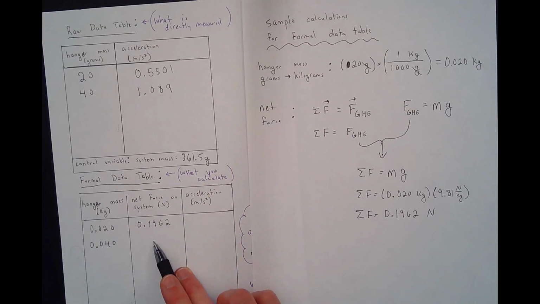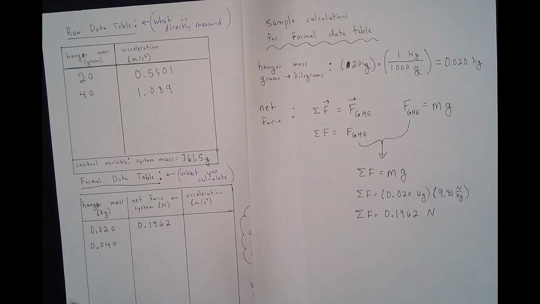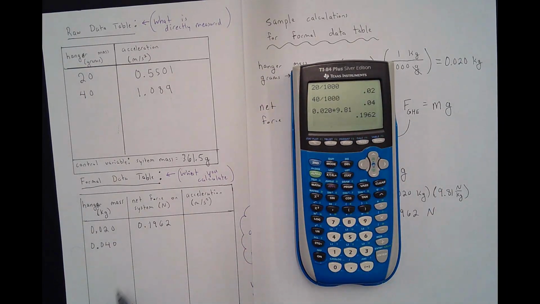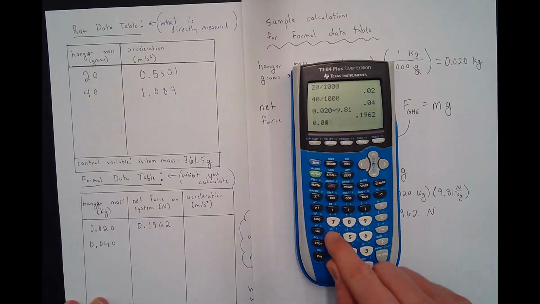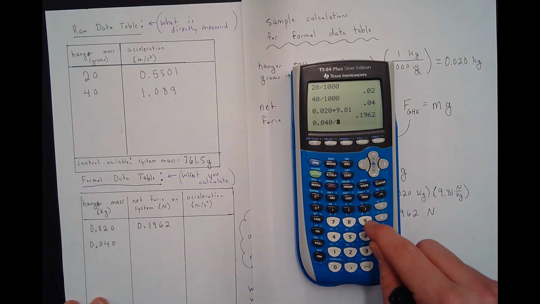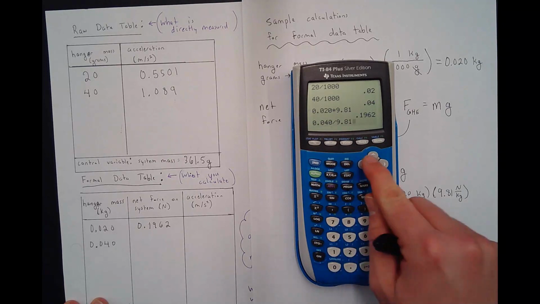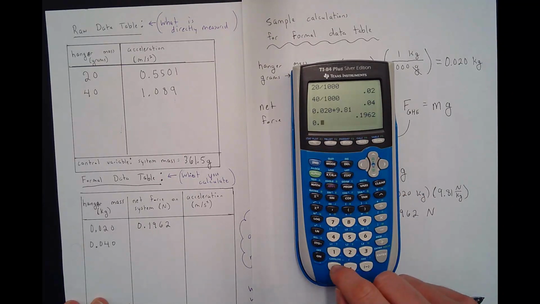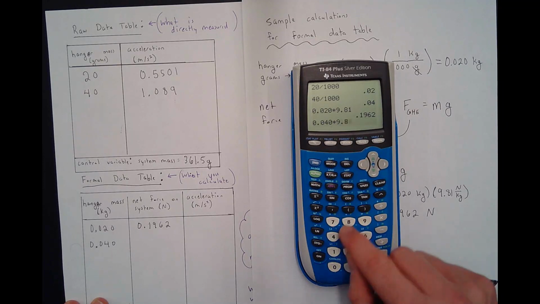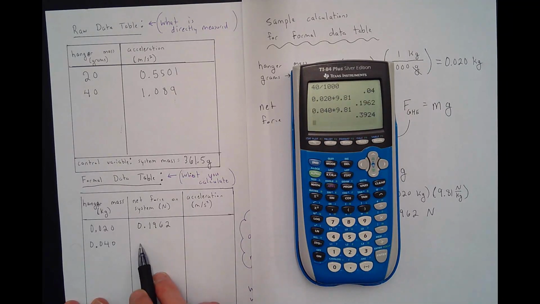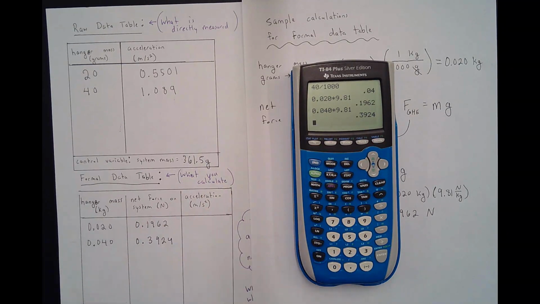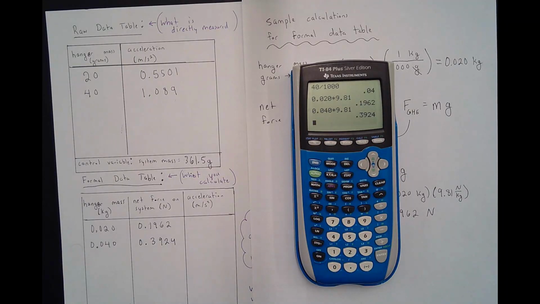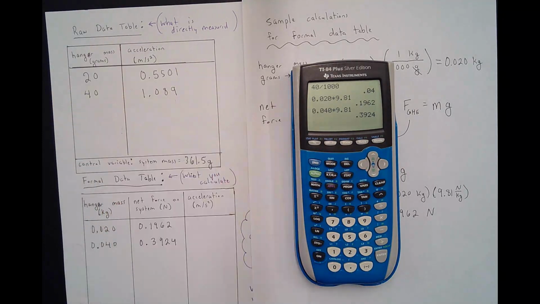So I don't need to show how I'm going to calculate the net force anymore, but I do need to compute it. So I'll grab my calculator again, and I'm going to take the mass of the hanger, in this case, 0.040 kilograms, and multiply by the Earth's gravitational field strength of 9.81 newtons per kilogram. And you end up with 0.3924. I don't need to show that work because I already showed a sample calculation for the previous data point. I only have 2 data points here, but you'll do it for all of the data points you have.